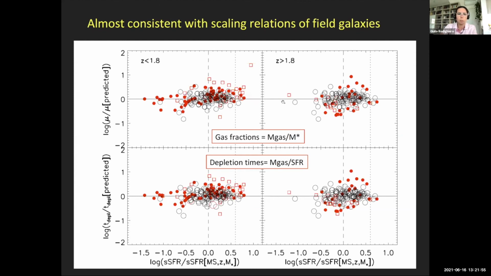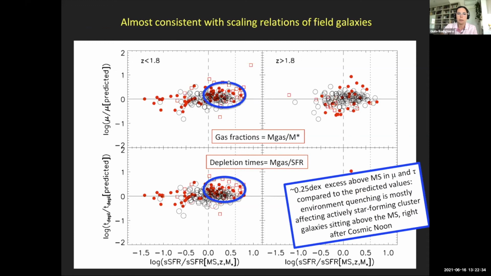On the top we show the gas fraction, so mu, the molecular gas mass over stellar mass, and the depletion time below, again split in redshift, and we color-coded the distribution as a function of the distance to the main sequence, as an offset in specific star formation rate. We do confirm previous results that most of the sources sit on the main sequence. If we define starbursts, let's say, as a factor of 4 above the main sequence, you can use your favorite selections, most of the sources follow what is predicted, in particular below redshift 1.8. The only offset that we found is above the main sequence, let's say on the right side of the main sequence, where we still confirm an excess of 0.25 dex. So the result here is that environmental quenching is mostly affecting actively star-forming cluster galaxies that sit above the main sequence, but still on the main sequence, even if starbursts are present in these clusters.